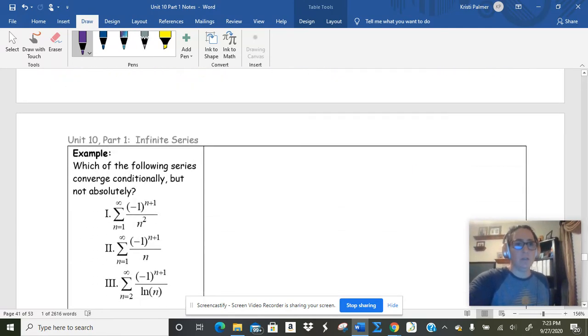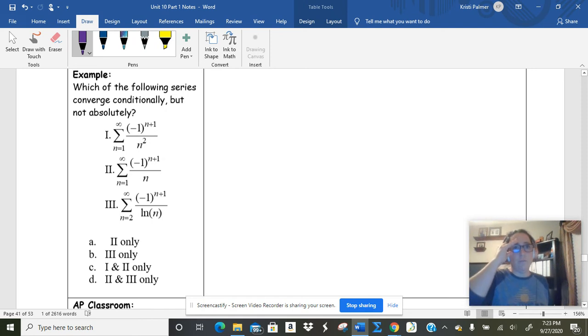Okay, last page. Which of the following series converge conditionally but not absolutely? I think that you can figure out that this one is absolute and this one is conditional. If you need help with those two, please, please ask me. Otherwise, pause and make sure you get those. This is the tougher one to think about.